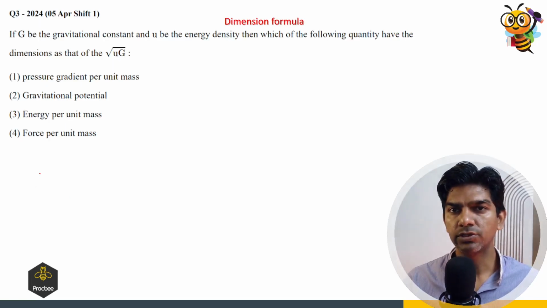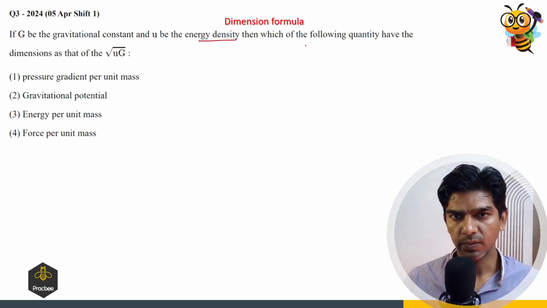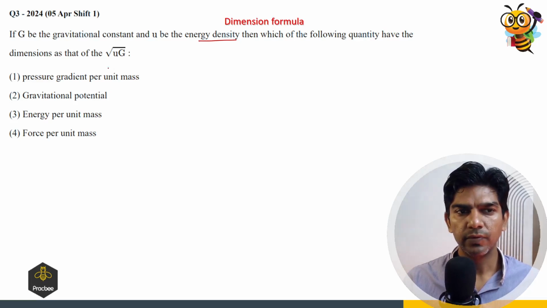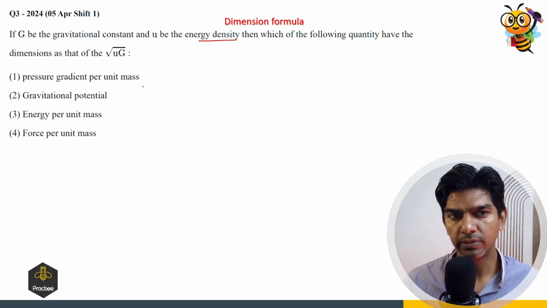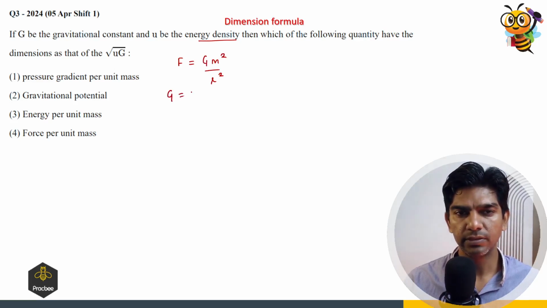Now let us see one more illustration based on the same problem type. If capital G be the gravitational constant and U be the energy density, then which of the following quantities has the same dimension as that of root of UG? Let me solve this by using the unit method. So what is the unit of G? We know the formula, the universal law of gravitation, F equals G m square divided by r square. So G can be written as F r square divided by m square.